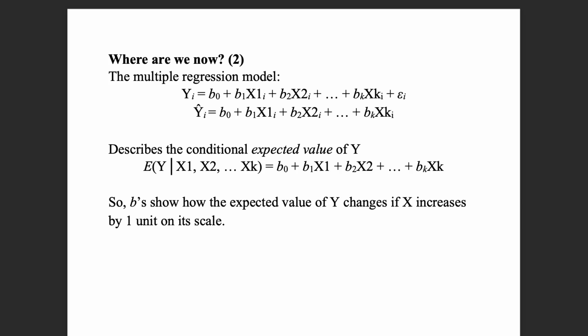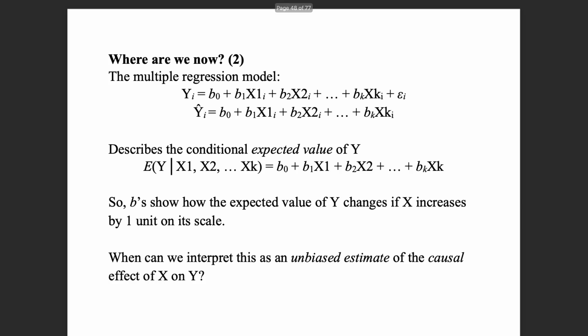basically tell us, if they're unbiased, how the expected value changes if X increases by 1 unit on its scale. So when can we now also interpret these changes in the expected value as causal effects of X on Y? In other words, when do our regression coefficients converge not just to the conditional expected value, but to the conditional expected value of the causal effect in the population? So when is this the case?